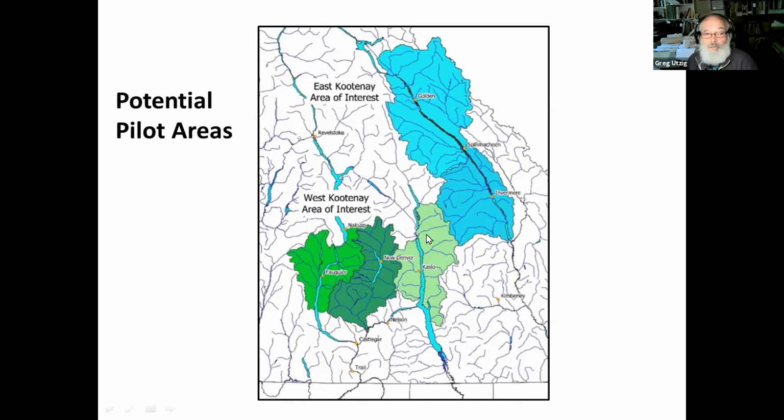In the West Kootenay, we chose this one here. It was the one we used in the workshop as well. Even though it includes portions of the three major valley systems, the Arrow, the Slocan, and Kootenay Lake, it is relatively uniform climate across that area, and therefore it makes sense as an area.